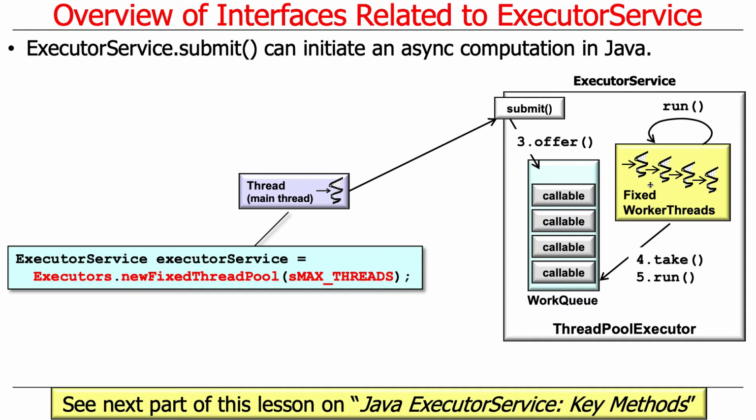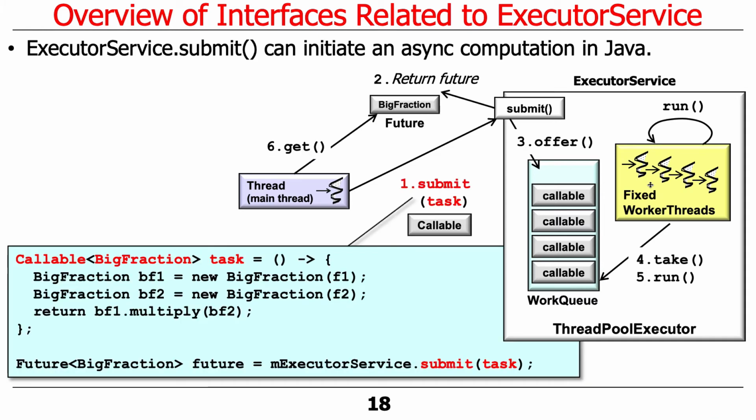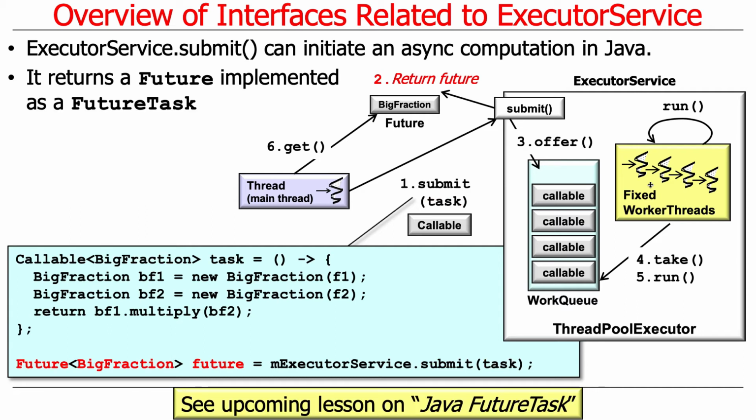So you can say, I want to make a new executor service with a fixed size thread pool, just for sake of argument. And then I want to go ahead and submit a task. Here we might have a task that's going to multiply two big fractions and store the result. And then we can go ahead and submit that task. And what that does when we submit that task is that gives us back a future.